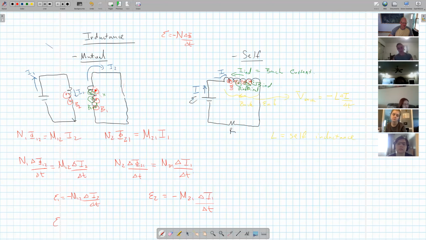So finally, we can simply write this as EMF1 is equal to minus the mutual inductance times the change in current of the second with respect to time. And this one says that EMF2 is equal to minus the mutual inductance times the change in current of the first with respect to time. So this is now what we call mutual inductance. So again.